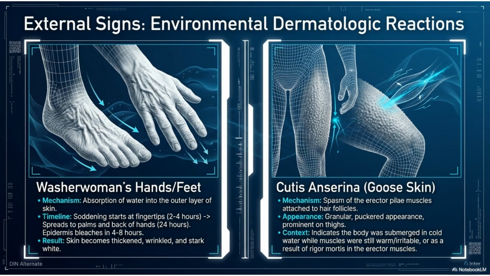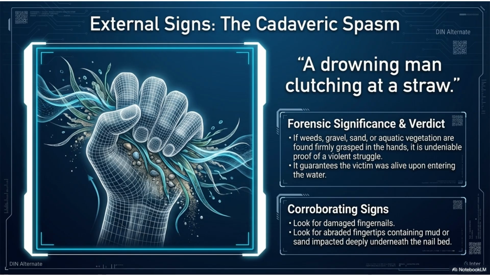Environmental dermatologic reactions include washerwoman's hands and feet caused by water absorption and, cutis anserina, or goose skin, a spasm of the erector pilae muscles indicating the body was submerged while muscles were still irritable. The cadaveric spasm, the drowning man clutching at a straw, is forensically significant. If aquatic vegetation or foreign materials are firmly grasped in the hands, it proves a violent struggle and that the victim was alive upon entering the water.